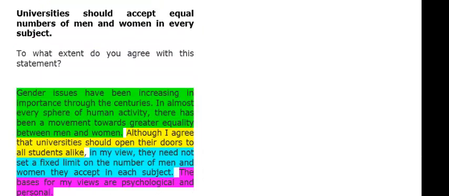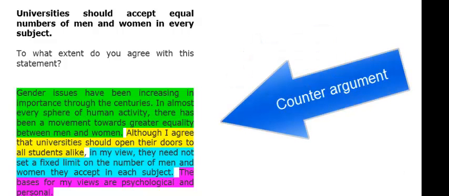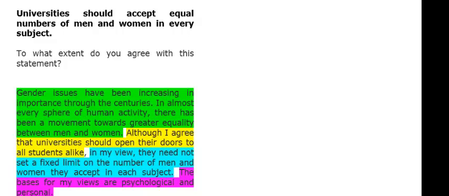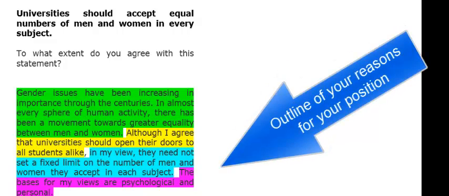So if we look back at our introduction, the green part is the general topic. It's introducing the general topic of our essay. The yellow part, the yellow colour, starting although I agree, is actually you're introducing the counter argument. And this is important when you start your first body paragraph. You'll see how. The blue colour is actually your thesis, your position, your opinion. And then the cerise colour or the purple colour is your outline, your basic reasons for your position.